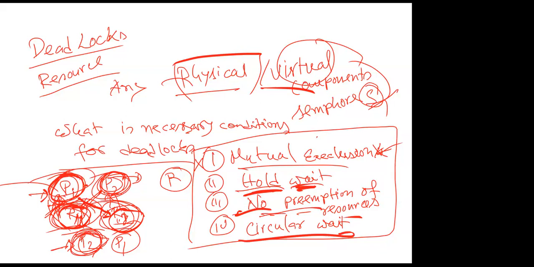Another is circular wait. Circular wait is nothing but this: let's say process P1 is waiting for process P2, and P2 is waiting for process P3, and P3 is waiting for process P1 to complete execution. This is circular waiting. If you break one link in this circle, there is no deadlock.